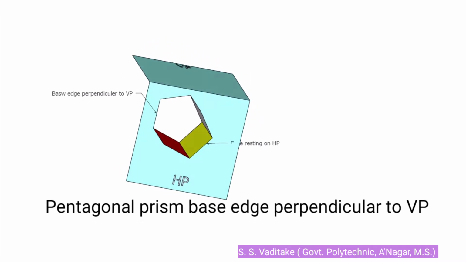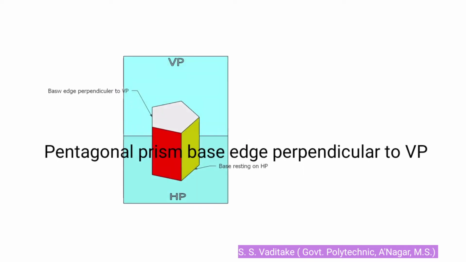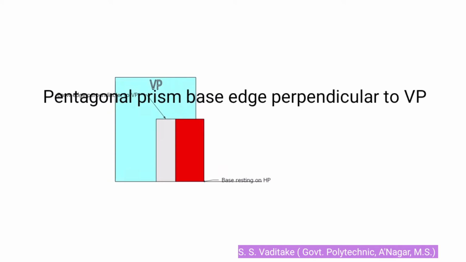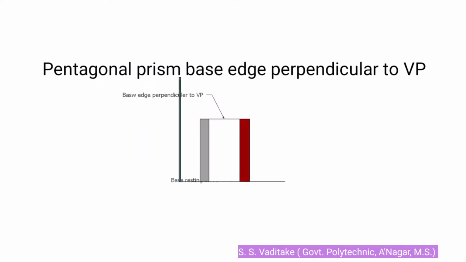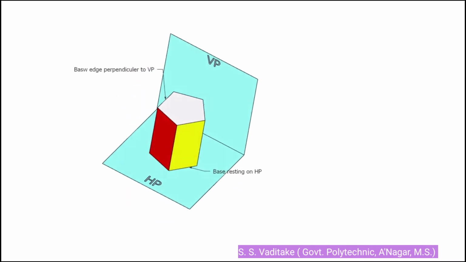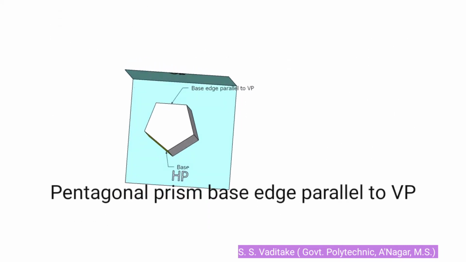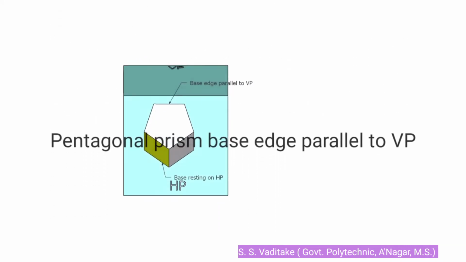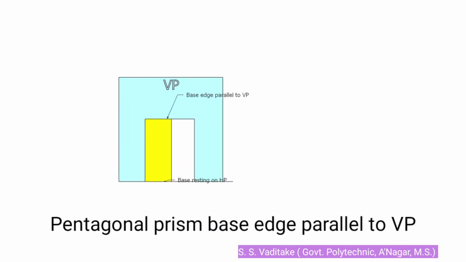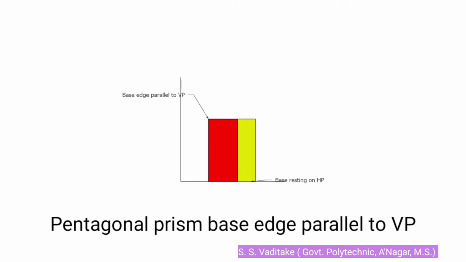This is a case of a pentagonal prism in which its base edge is perpendicular to VP. So we have to draw its top view first and then its front view. Now this is a pentagonal prism of which the axis is perpendicular to HP and the base edge is parallel to VP. So as the axis is perpendicular to HP, we have to draw its top view first, then front view.